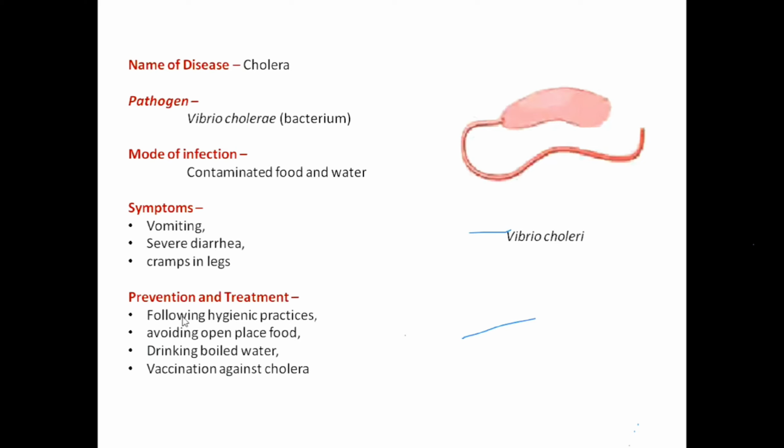There are certain preventions like hygienic practices. If we have hygienic practices, we can stay away from most diseases, so that is also the main prevention for us. Avoiding open place food: if we have a habit of eating open food or fast food, it may cause the disease cholera. Drinking boiled water and vaccination against cholera. So these are the preventive measures by which we can stay away from cholera.